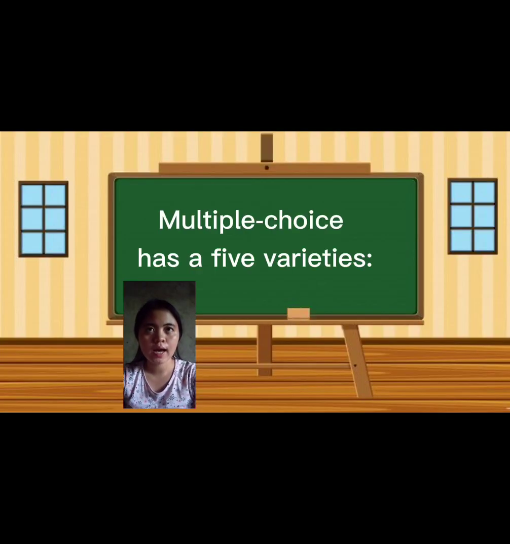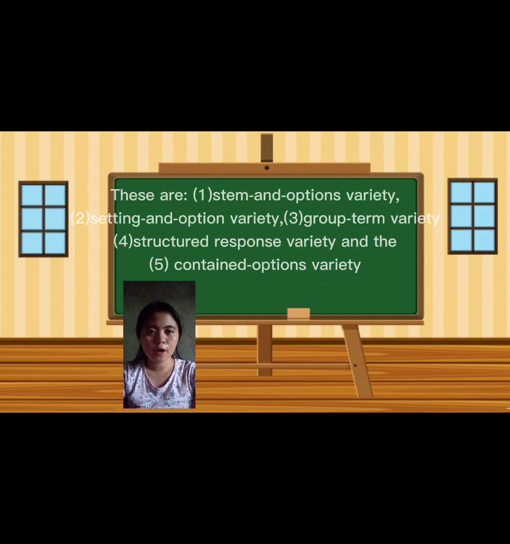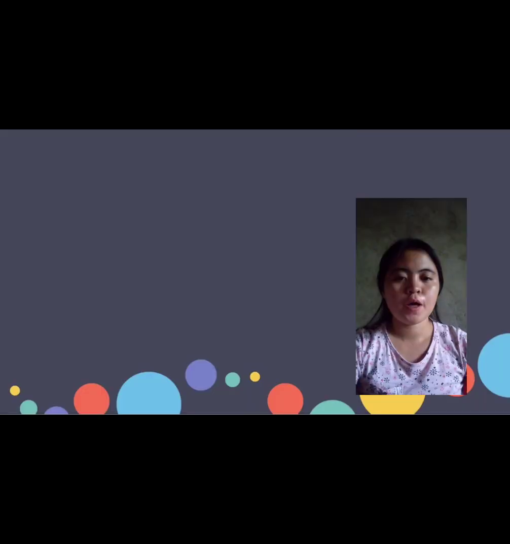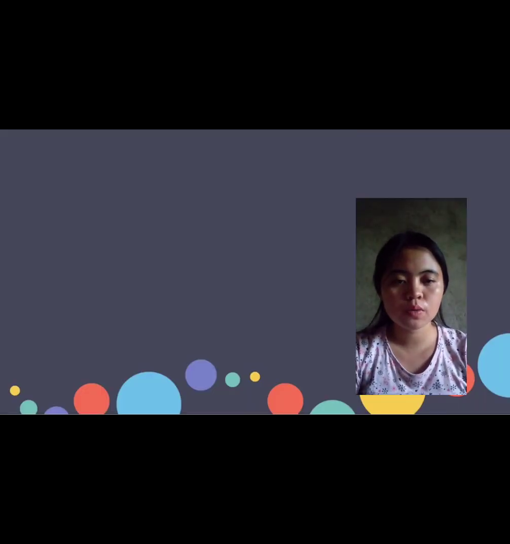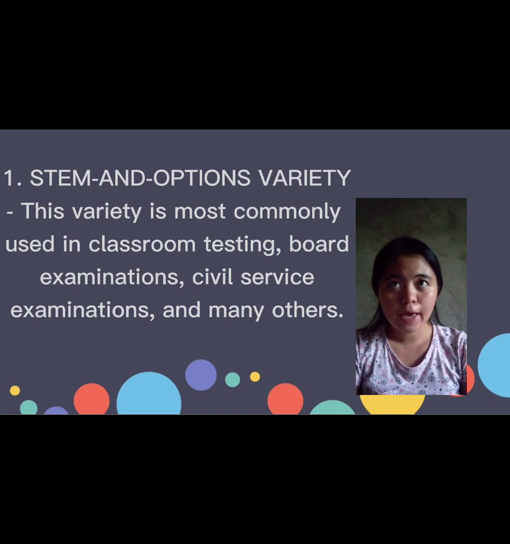Multiple choice has 5 varieties. These are stem and options variety, setting and options variety, group term variety, structured response variety, and the last one, contained options variety. The first one I'm going to discuss is the stem and options variety.